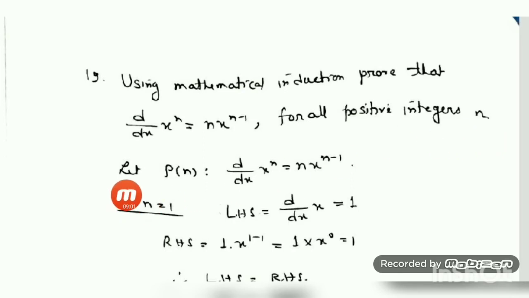First we name the statement. Pn is equal to this one: d/dx of x to the power n is equal to n x to the power n minus 1. This is the name of the statement. Now let us verify whether the result is true for n is equal to 1 or not. That is the first step.